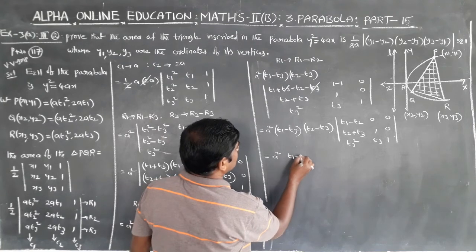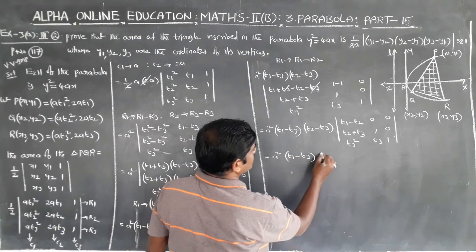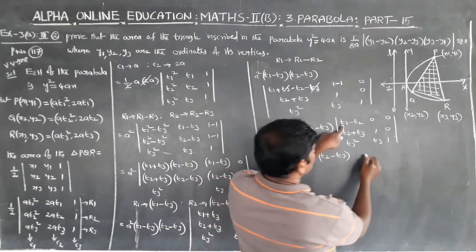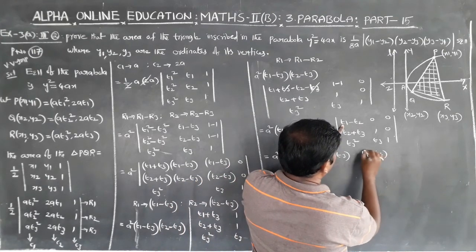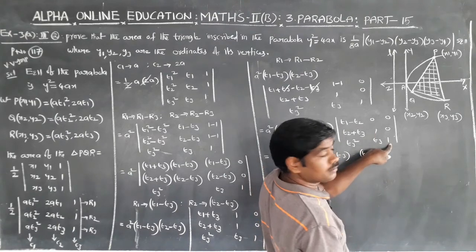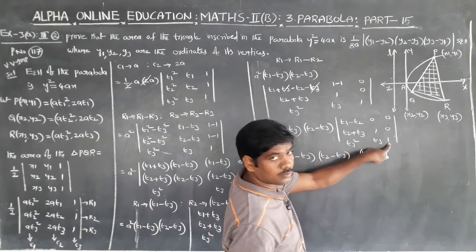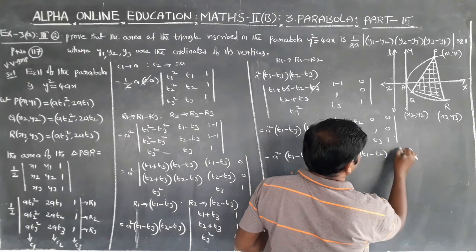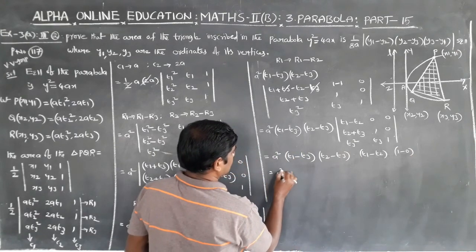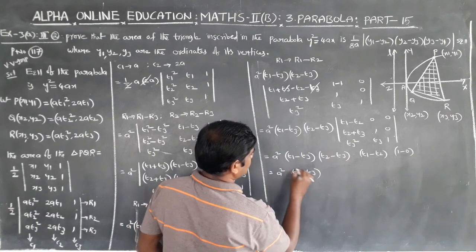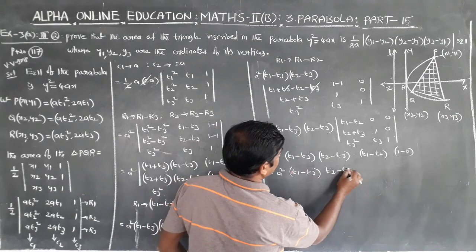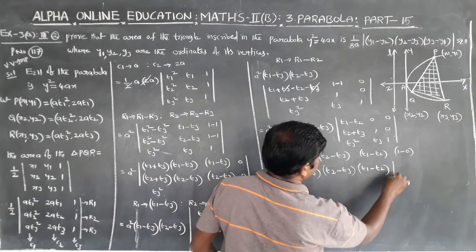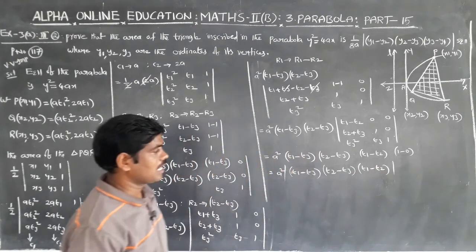A square into T1 minus T3, T2 minus T3 into T1 minus T2 into 1 minus 1 into 1 minus 0 into T3, 0, 1 minus 0. Here A square into T1 minus T3, T2 minus T3 into T1 minus T2 is the area of the triangle.